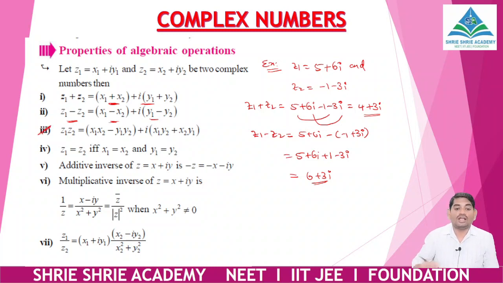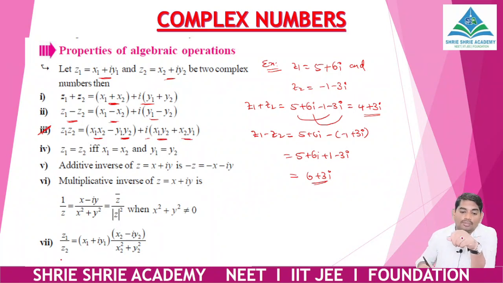Then see how we can multiply complex numbers, z1 into z2. When we multiply complex numbers, we multiply real part with real part and real part with imaginary part also. See here, z1 is equal to x1 plus iota y1 and z2 is equal to x2 plus iota y2. If we multiply these two complex numbers, we get x1 into x2 minus y1 into y2 plus iota into x1 y2 plus x2 y1.